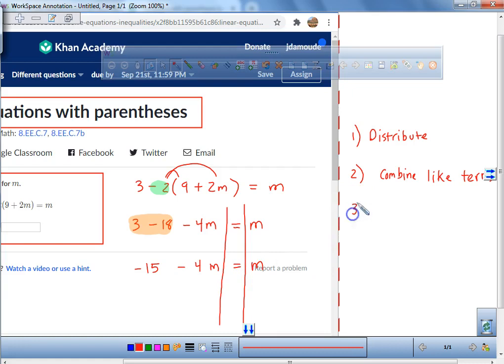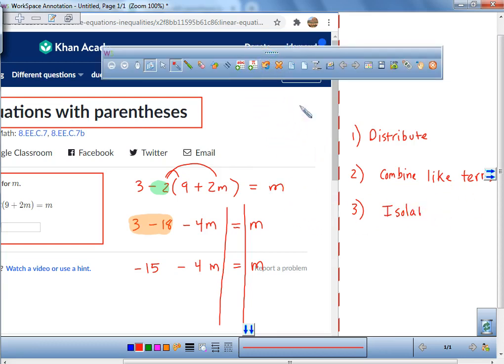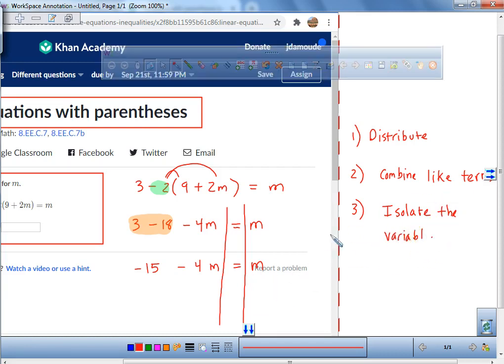Now step number 3, we need to do what's called isolate the variable. We got to get all the variables to one side of the equation. Isolate the variable. There we go. Now, if you're wondering what isolate the variable means, it means get all of the variables to one side of the equal sign.